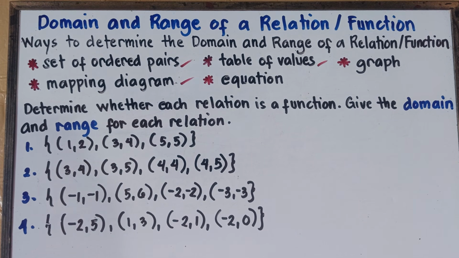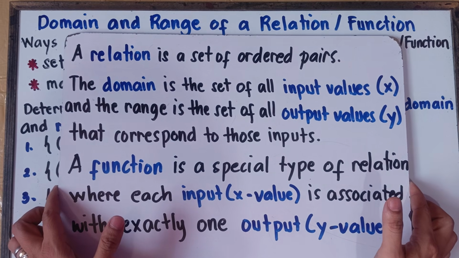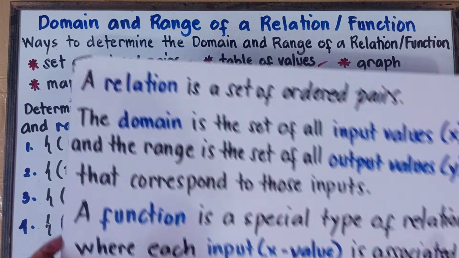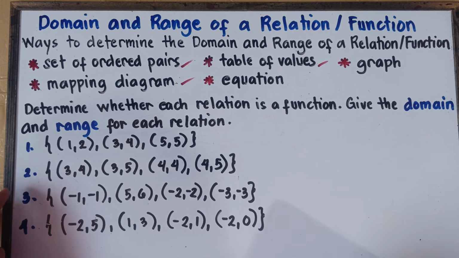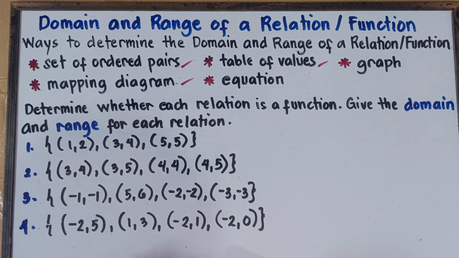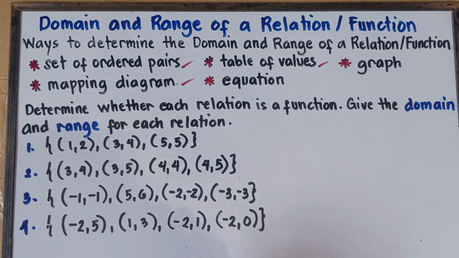Alright, so let's start with a set of ordered pairs. Now before we determine the domain and range, let's define first the domain and range. Now, once again, a relation is a set of ordered pairs. Therefore, class, given examples number 1, number 2, number 3, and then number 4, we can call this one a relation because these are given sets of ordered pairs.